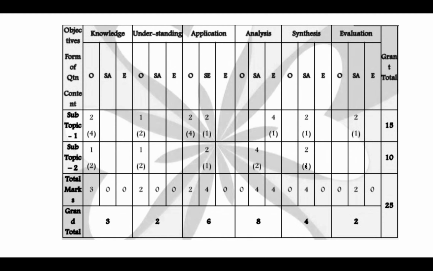So when we see a blueprint we can understand the distribution of marks and then the type of questions asked and the marks allocated to each type of questions and total number of questions and total number of marks allocated into all these subtopics.